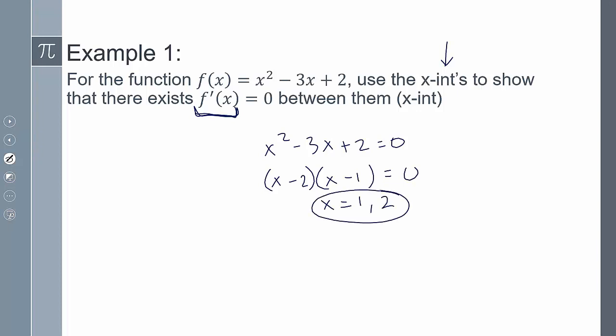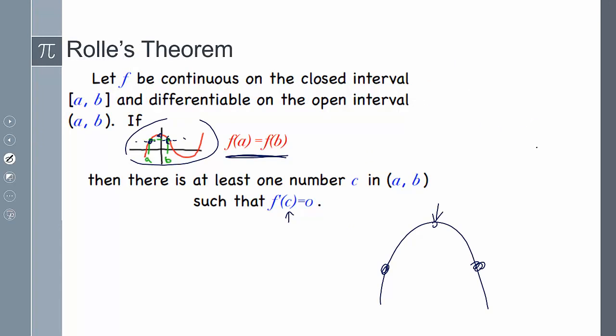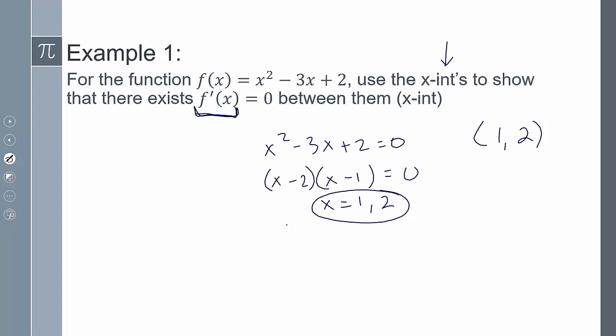Now what this means is that's my interval. In this theorem, it's saying my interval from a to b might have a value c between it that's going to give me a slope of 0. Because I found x values of 1 and 2 that both give me 0, I can make the assumption that there's going to be a slope of 0 in between. Even doing a rough sketch, if I have 1 and 2 as my zeros, my parabola is doing something like this.